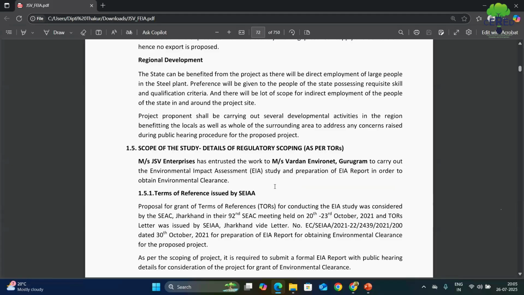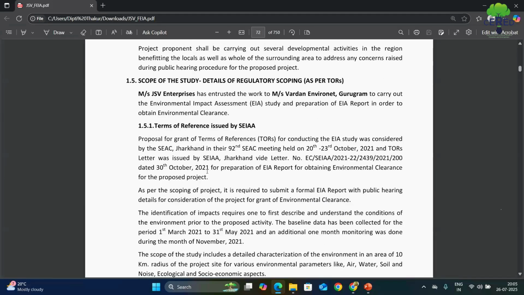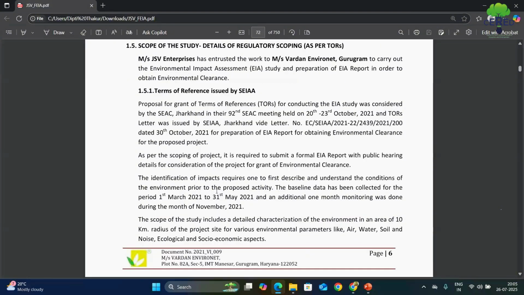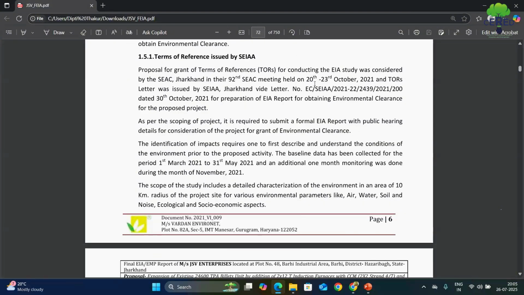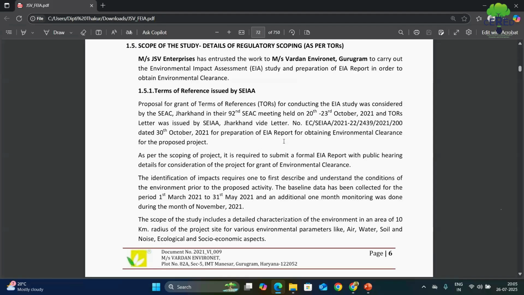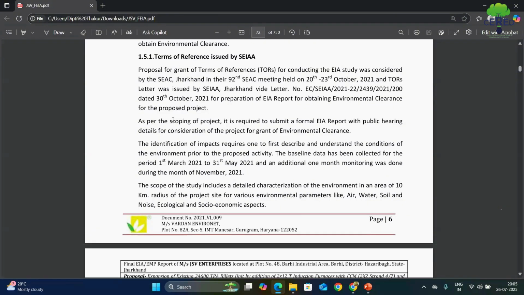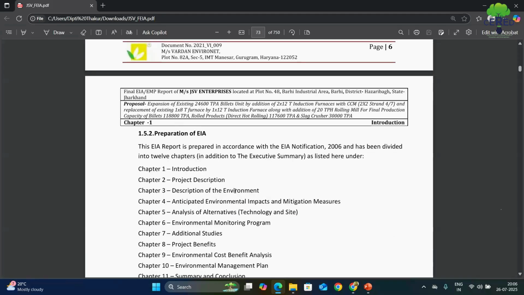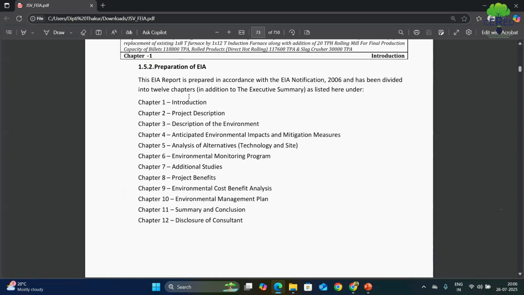And then the scope of the study, and details of regulation and scoping. Here the terms of reference issued by SEIAA are mentioned: what the letter number is, which meeting it was done in, and at which meeting the TOR was obtained. All this information is shared at this point. And then the chapters of the EIA are given there.